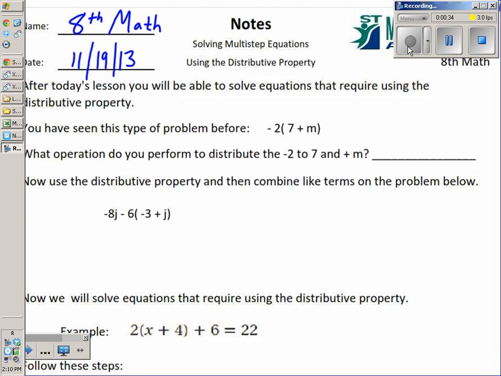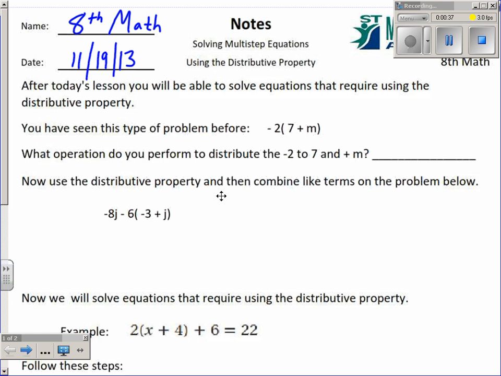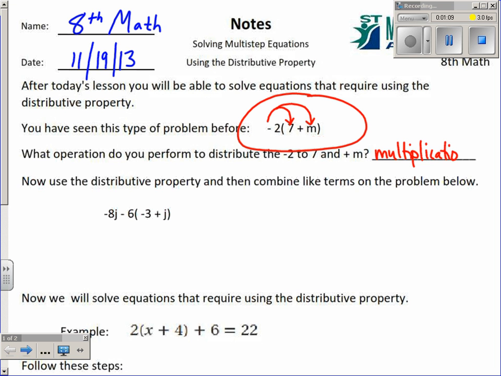All right, so today's lesson, solving multi-step equations using the distributive property. After today's lesson, you're going to be able to solve equations that require using the distributive property. Here is an example of a type of problem that we've seen already, where you have a -2 on the outside of the parentheses, and then 7 plus m on the inside. As you know, we need to distribute that -2 into the other terms. What operation do you perform to distribute the -2? That's going to be multiplication, just like you said. That's right, I can hear what you're thinking.